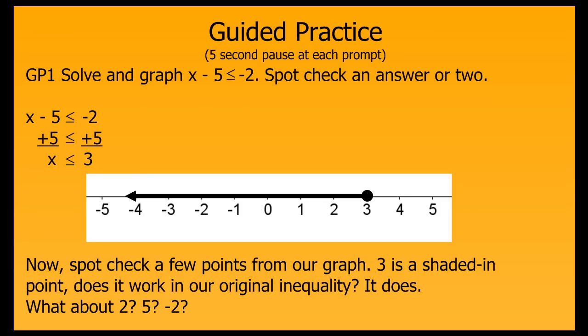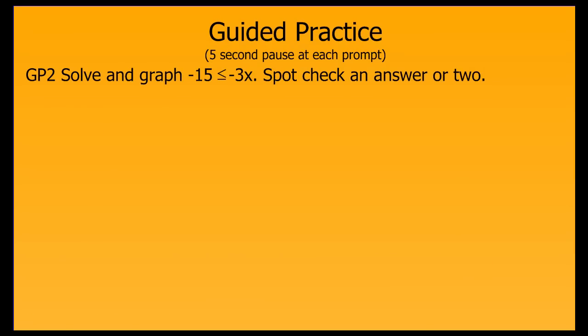We don't have to, but it's a good idea to spot check a few points. 3 works. 2 works. 5 does not. -2 does. Let's try another example. What are we trying to do here? Again, we're trying to solve and graph an inequality in one variable.